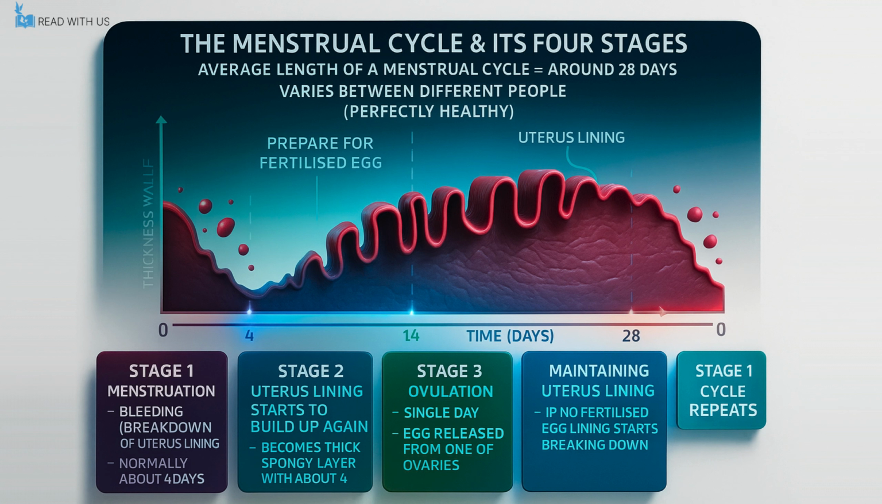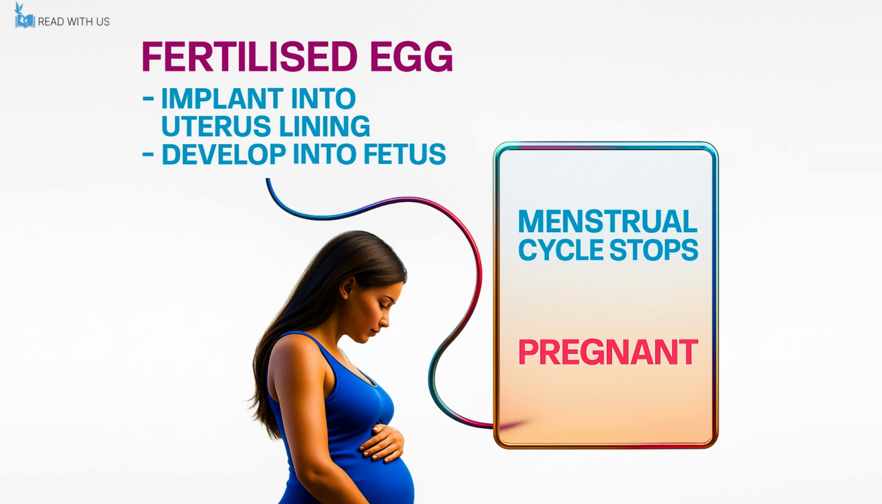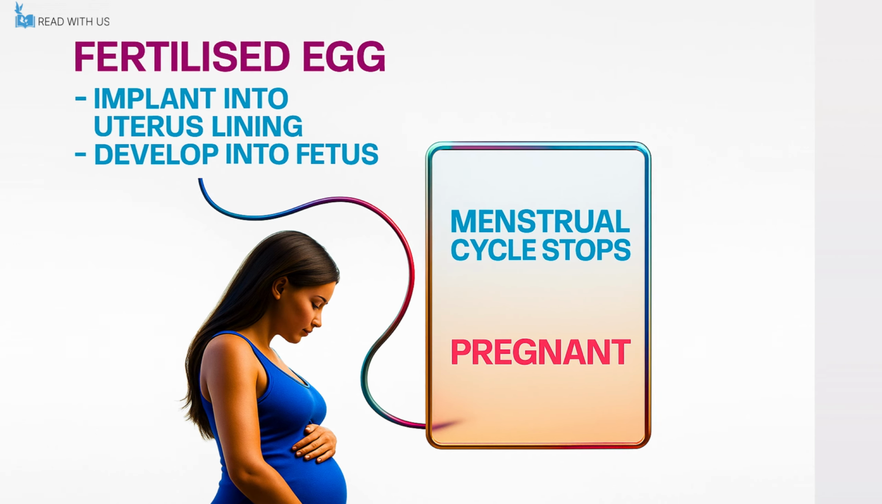Finally, stage 4 spans from day 15 to day 28. During this phase, the uterus lining is maintained in anticipation of a fertilized egg. If no fertilized egg arrives by the end of the cycle, the uterus lining begins to break down again, and the entire cycle restarts from stage 1. If, however, a fertilized egg does implant into the lining, the cycle halts and the woman becomes pregnant. In this case, there is no menstruation because the lining is needed to support the developing fetus.